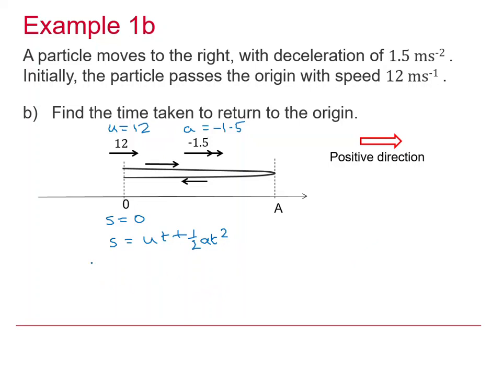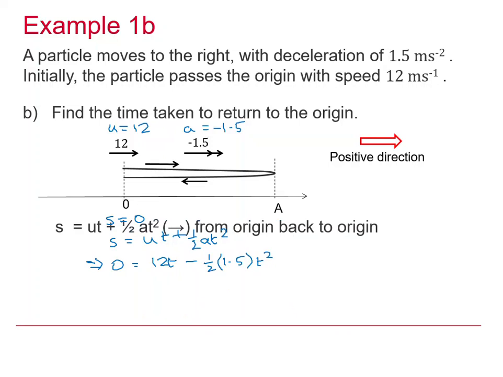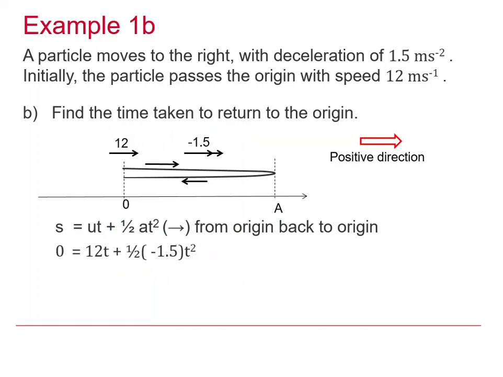So if we do this, then we're going to be able to say that 0 is equal to 12t, the velocity u is 12, and then minus half times 1.5, remembering that it's negative, times t squared, and it's t that we're trying to find. That's a quadratic equation for t. So there we are, we've got our quadratic equation for t.